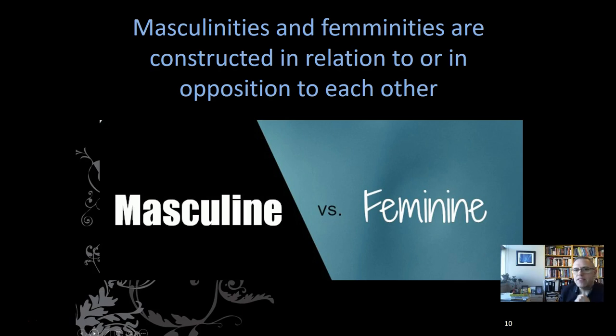Another thing to keep in mind is in society, masculinities and femininities are constructed in relation or opposition to one another. So how do we know someone's masculine? Well, they're not feminine. How do we know they're feminine? Well, they're not masculine. And we hear people making these kind of simplistic assumptions all the time.